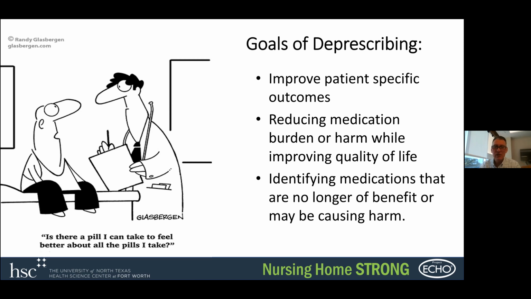Goals of deprescribing, here's some general understanding of our goals. It's going to narrow itself down as we go through. Obviously, to improve some patient-specific outcomes, reducing medication burden or harm while improving the quality of life. Obviously, we're taking things off so life is better. And then specifically, we're trying to identify medications that are no longer of benefit or may be causing harm. Let's go to the next slide.